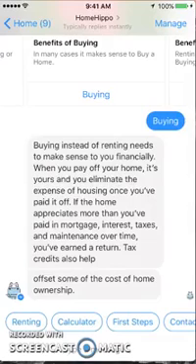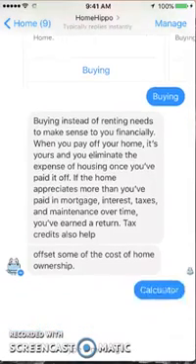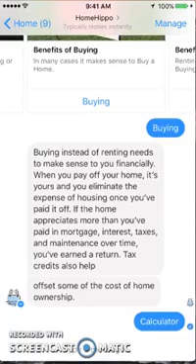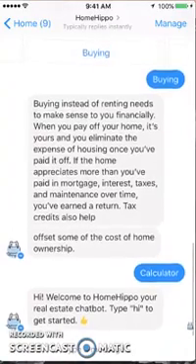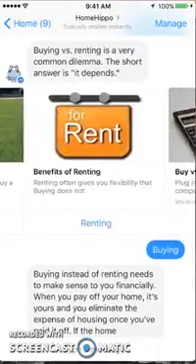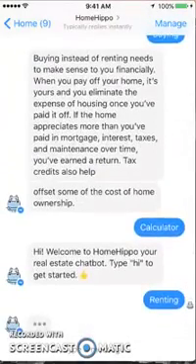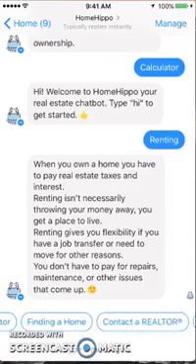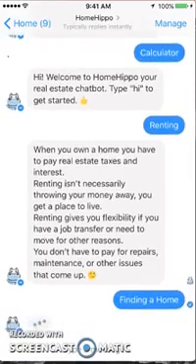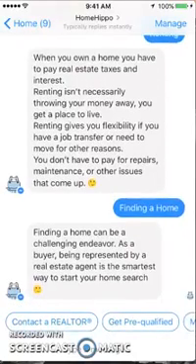So we clicked on buying. There's the explanation of buying. Let's click on calculator, see what happens there. Okay, so it looks like they don't even have anything within these prompts because this just took me back to the home screen. I clicked calculator and it took me back to the beginning screen where it said hi, HomeHippo. Oh my goodness. Let's click on the renting button. Now it's giving me information on renting. So renting and buying prompts are filled out. It looks like the calculator is not. It doesn't take you to a calculator within the bot.